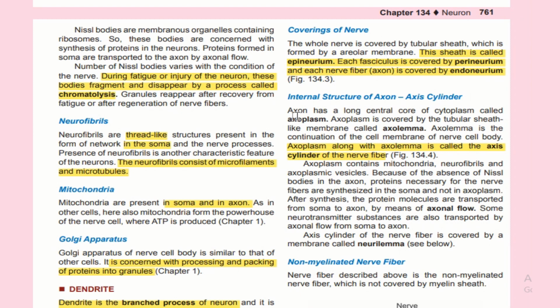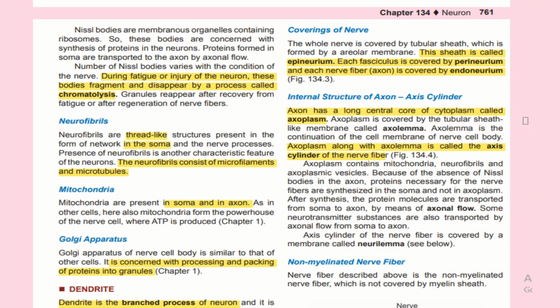So the axon has a long central core of cytoplasm. The cytoplasm present in the axon is called the axoplasm, which is covered by a membrane known as the axolemma. Axoplasm along with axolemma is called the axis cylinder of the nerve fiber. Axoplasm contains mitochondria, neurofibrils, and axoplasmic vesicles.